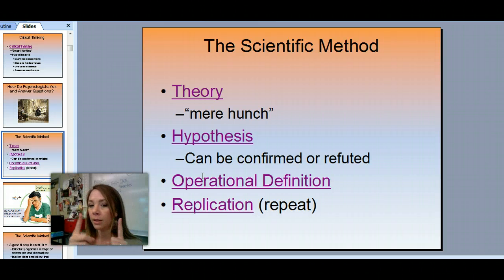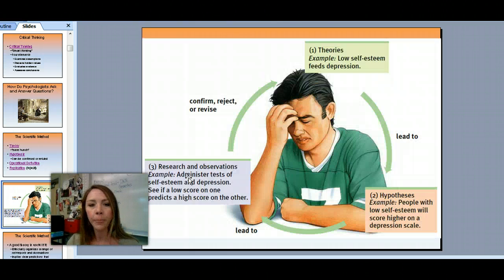You can have a hypothesis that can be confirmed or refuted, meaning that I think that people will not be able to taste the difference between Skittles when they're blindfolded. That's a hypothesis. Remember, your operational definition is how you will measure it. OD, how I will measure, operational definition. And then remember that a good experiment must be able to be replicated and repeated in order to have validity.